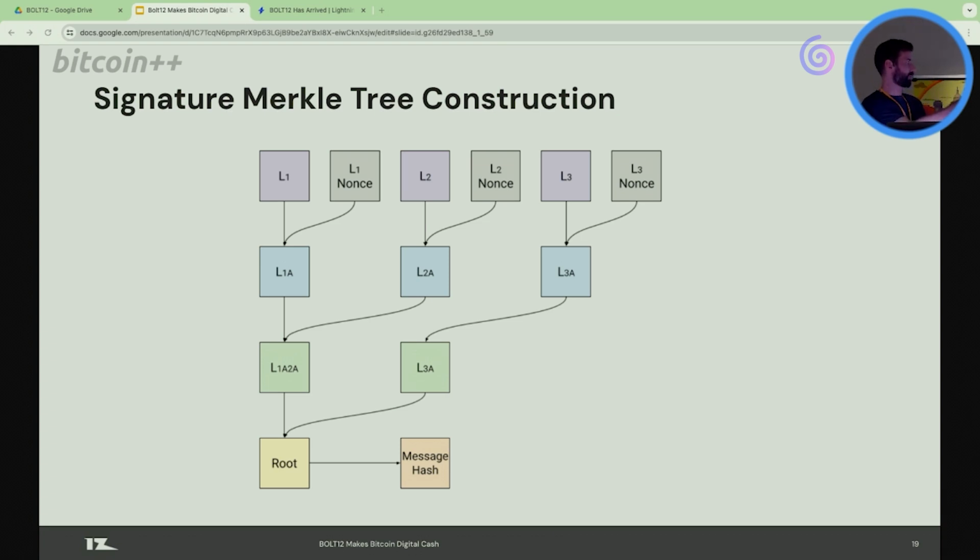Then we're left with those three blue items there, and these are branches of the tree. That continues on until, since there's an odd number there, we just percolate the last one down one level. But eventually we'll get to a root, and we'll hash that again using a tagged hash algorithm so that the message that we're signing is specific to the context.